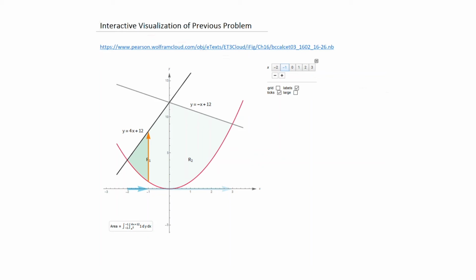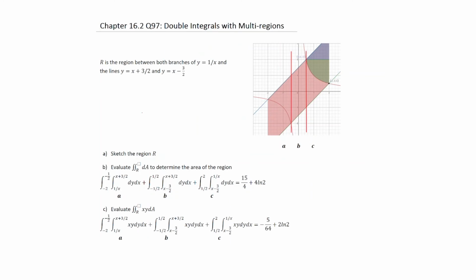So as usual, there is an interactive visualization of the previous problem. It's just a case we've seen in many cases where the textbook provides some additional information. So feel free to play with this. This basically just shows the process of integration when you're dealing with a region which needs to be broken down into subregions. So the last problem we'll look at is one from chapter 16.2, that is question 97. That's again double integrals with multi-regions.